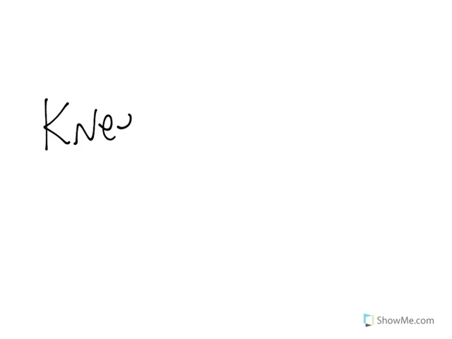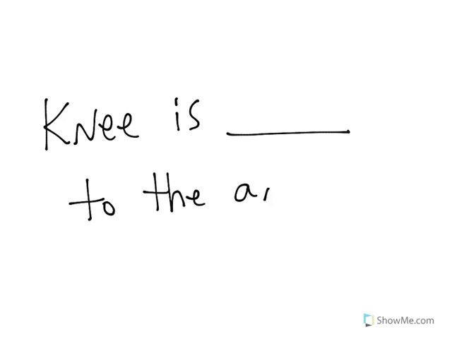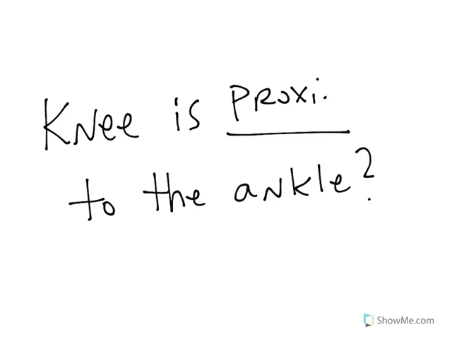If we're going to talk about maybe the knee, so let's see, if we were going to relate the knee is blank to the ankle, what would you think? Is it proximal, closer to the source than the ankle, or is the knee farther away from the source than the ankle? So the correct answer here would be proximal. Knee is proximal to the ankle. So you need to be able to take all of these terms and be able to relate body parts with them.